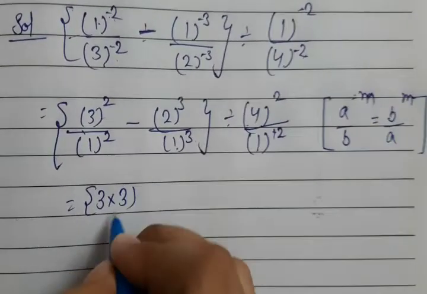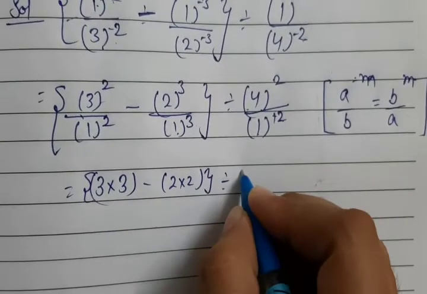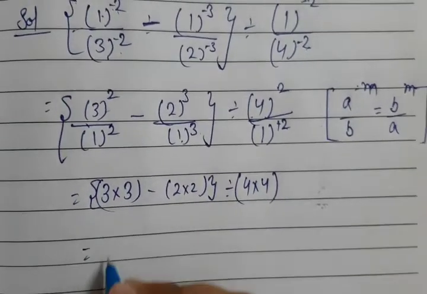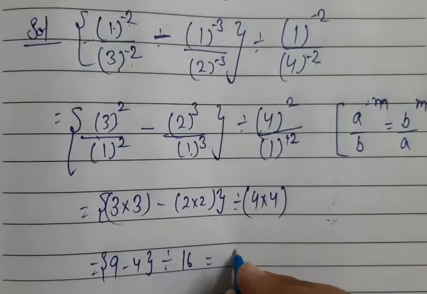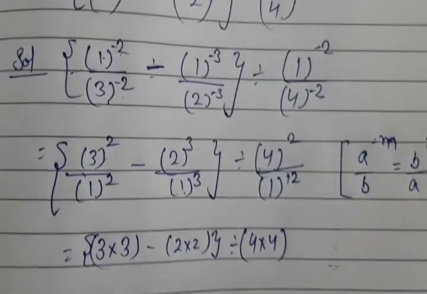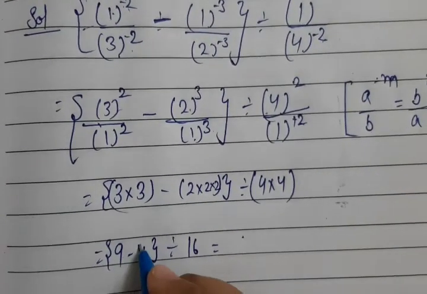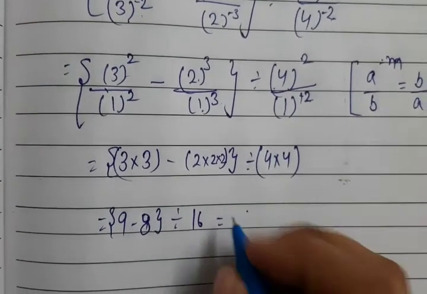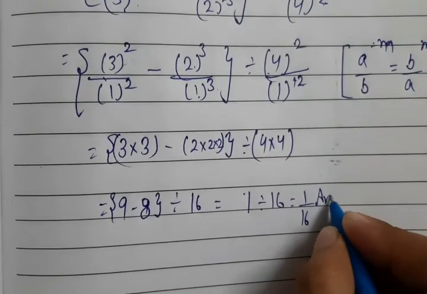Then how will we write? 3 into 3 minus 2 into 2, divided by 4 into 4. Now that is equal to 9 minus 4 divided by 16. Here 2 will come 3 times. Understand? That means here it is 8. Now that is equal to 1 divided by 16, that is 1 by 16 is the answer.